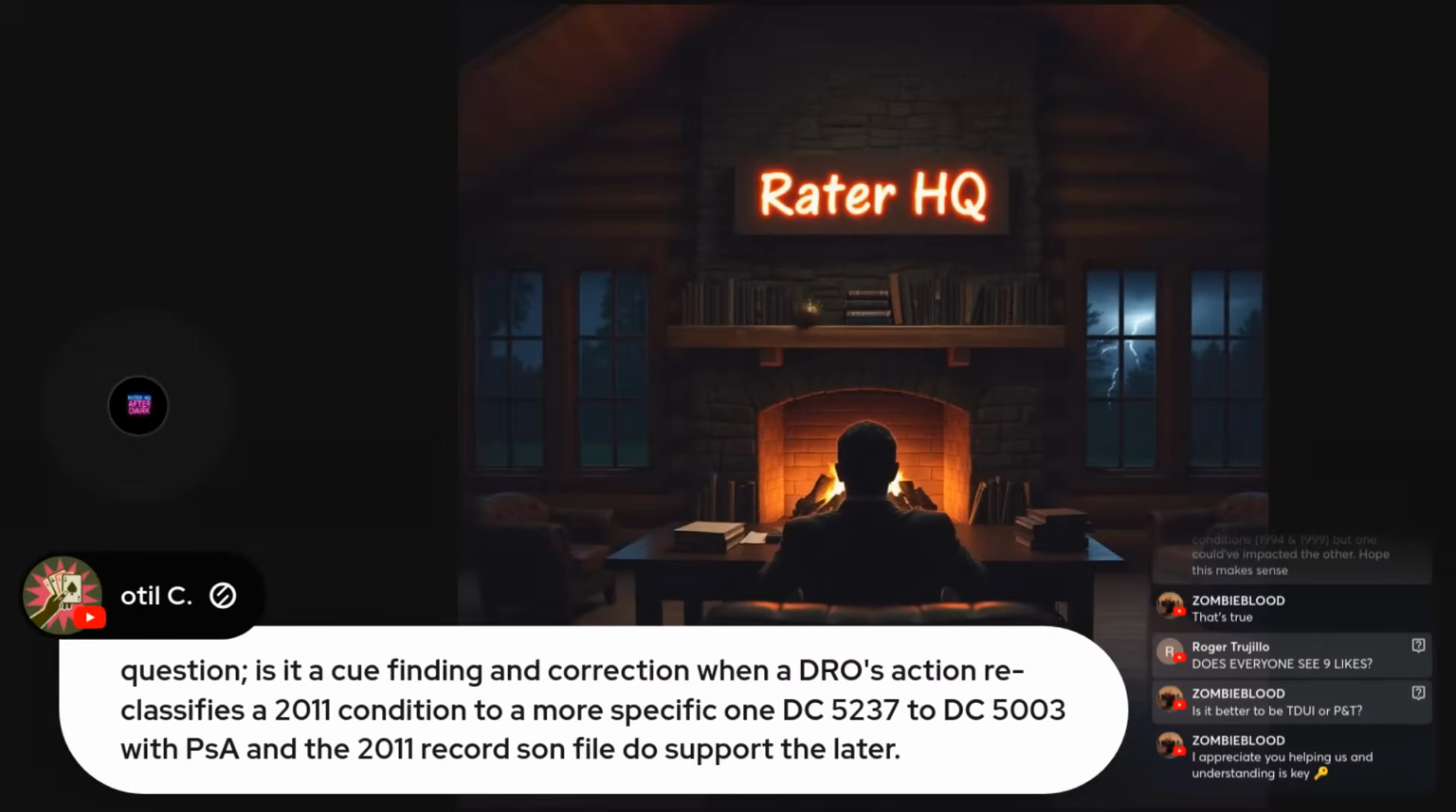Question: is it a CUE finding and correction when a DRO action reclassifies? No. No, they have the ability to do that. Once again, I'm going to take this time to say that the DRO has mystical powers that you do not want to mess with, and they can do random things. And you have no power and control to overcome that. Because if the DRO did it, another DRO is going to look at it and go, oh, one of my brethren did it, so no soup for you. Nope.